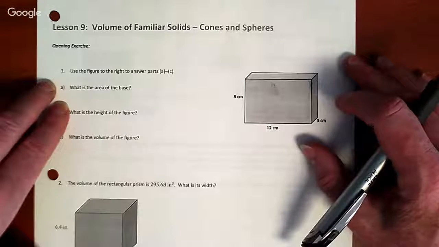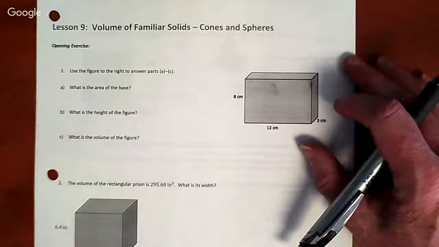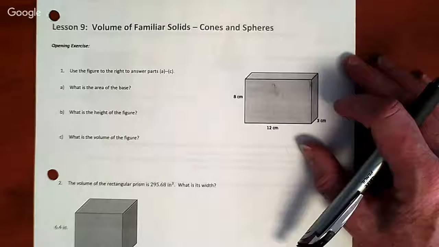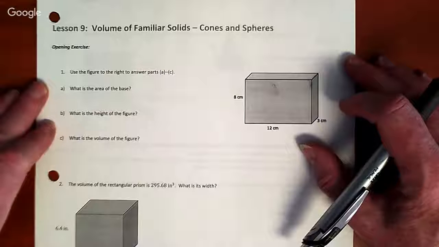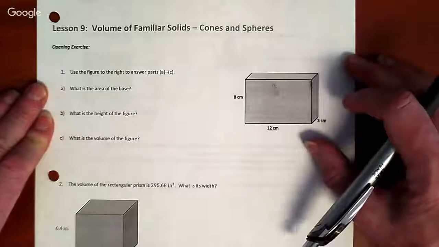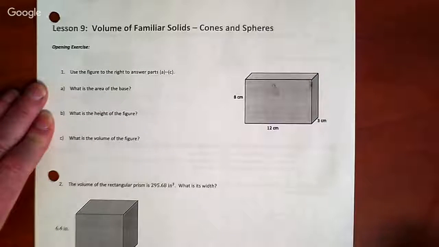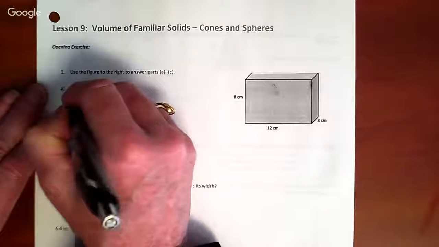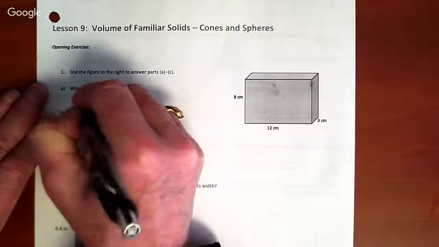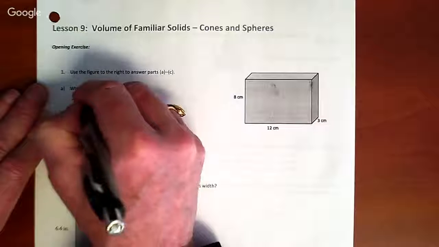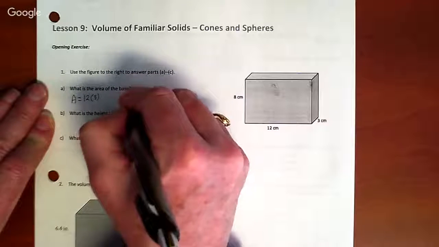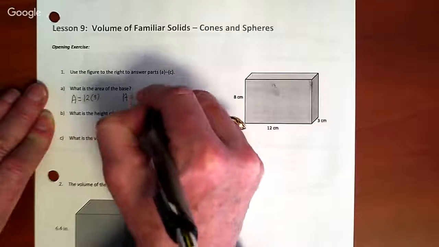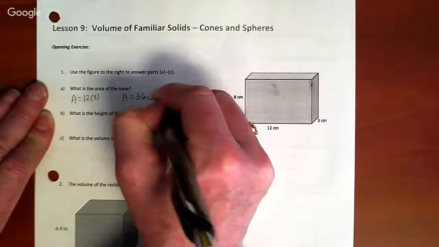All right, this is lesson 9, volume of familiar solids and cones and spheres. We are going to use the figure to the right for parts A through C. It says, what is the area of the base? So the area here is length times width, or 12 times 3. So the area here is 36 centimeters squared.